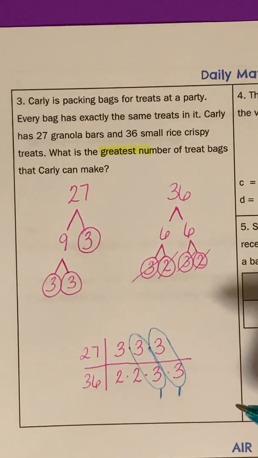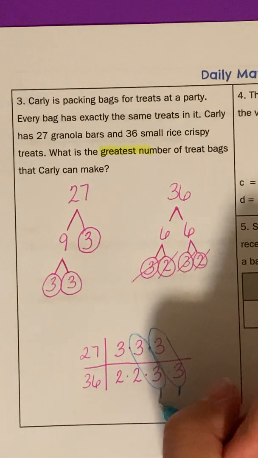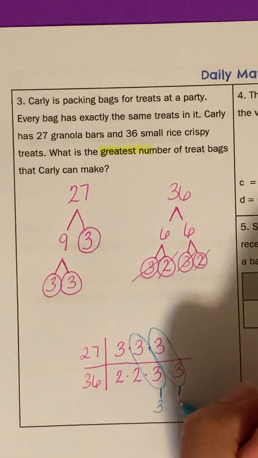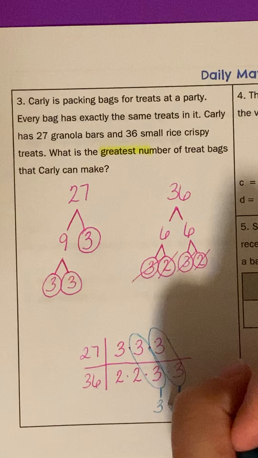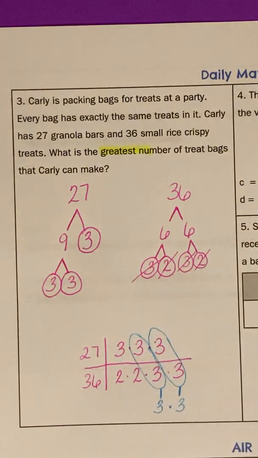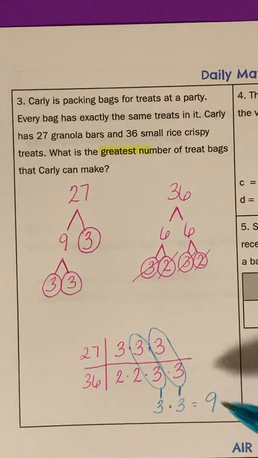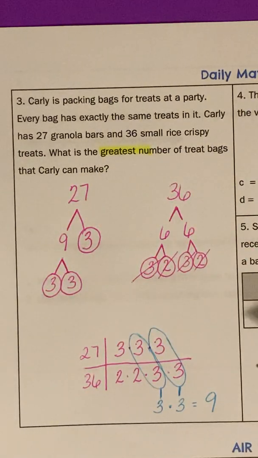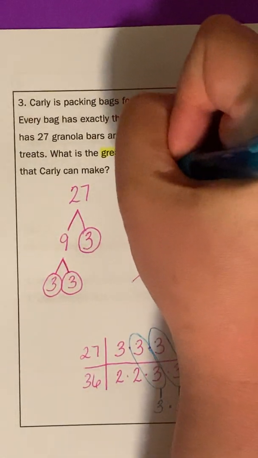Only 1 from the pair of socks. So we're going to take one of these 3s and one of these 3s, and multiply them together. 3 times 3 is going to be 9. So our greatest common factor is 9. So the greatest number of treat bags that Carly can make would be 9 bags.